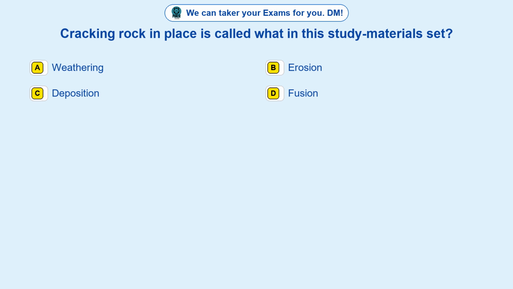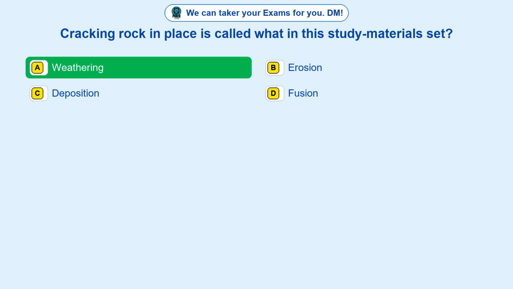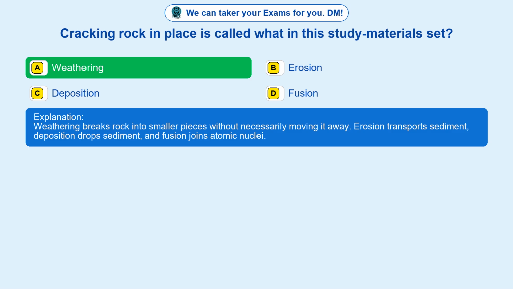Question 81. Cracking rock in place is called what in this study materials set? Option A, weathering. Option B, erosion. Option C, deposition. Option D, fusion. The correct answer is option A. Weathering. Weathering breaks rock into smaller pieces without necessarily moving it away. Erosion transports sediment, deposition drops sediment, and fusion joins atomic nuclei.